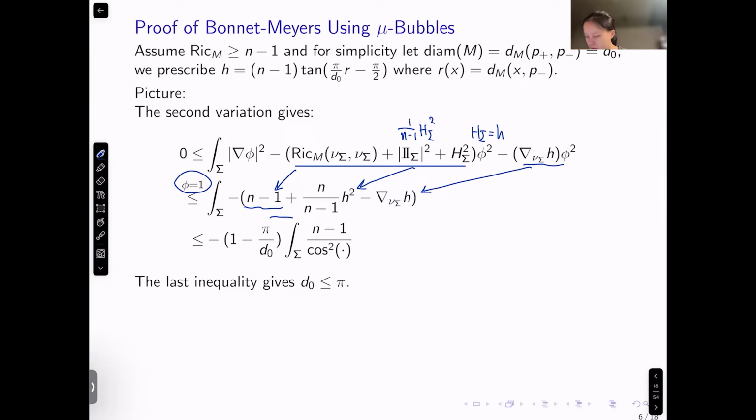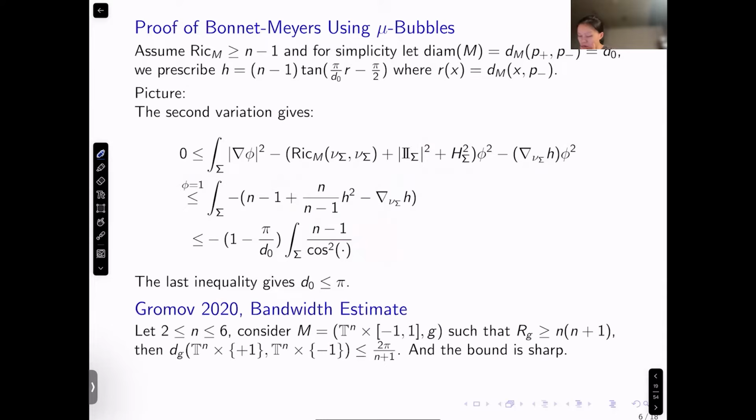So if you compute the equation for h, you get this is the term inside, and it's non-negative. And the constant term then has to be negative. So you get 1 minus pi over d0 is less than or equal to 0. And d0 has to be bounded by pi. So using mu-bubbles, you can prove, for example, Bonnet-Myers like this.